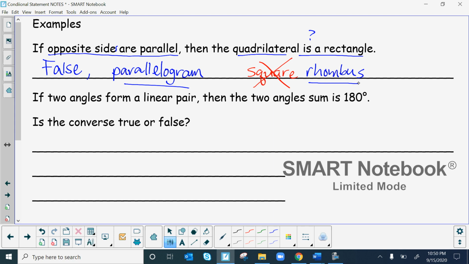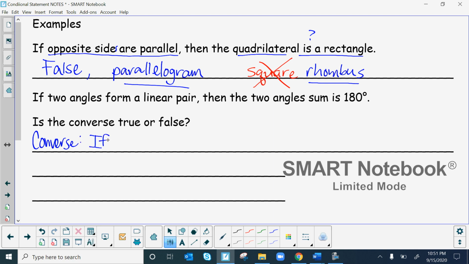If two angles form a linear pair, then the two angles sum is 180 degrees. This question is, is the converse true? So if it's asking if the converse is true, then you definitely want to write out the converse. So remember, that's to switch the hypothesis and conclusion. So here's how the converse looks.